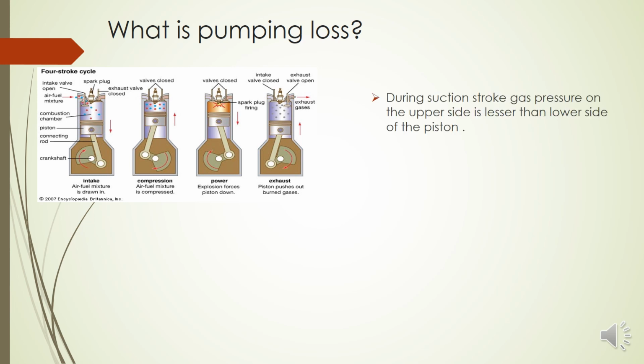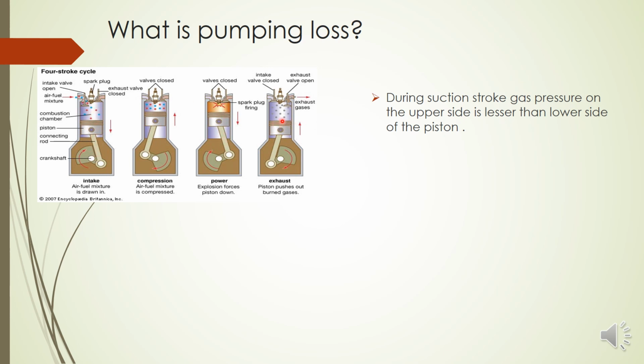See this. During the suction stroke, the piston is moving downward. The pressure above the piston is vacuum pressure, that means it is less than atmospheric pressure. But the pressure below, that is at the crankcase, will be almost atmospheric pressure. So that means during the suction stroke, the piston is moving from a low pressure region to a high pressure region.